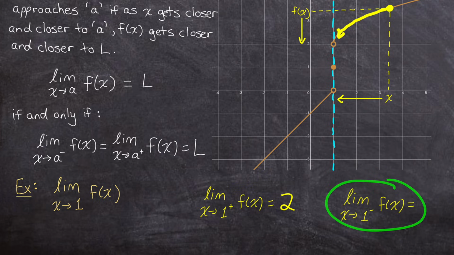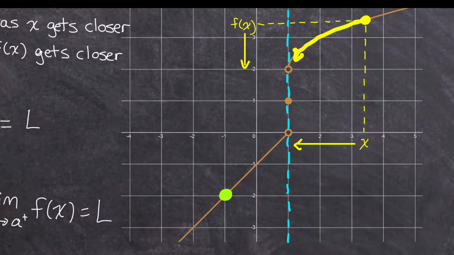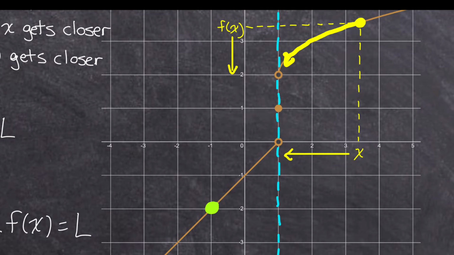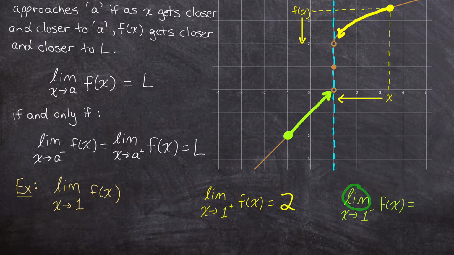But what about the left-hand limit? Starting to the left of x equals 1, as the function moves closer and closer to having an x value of 1, what are its y values getting close to? Well, it looks like the function is approaching this hole right here, which has a y value of 0. So the limit of the y values of the function as x approaches 1 from the left is equal to 0.